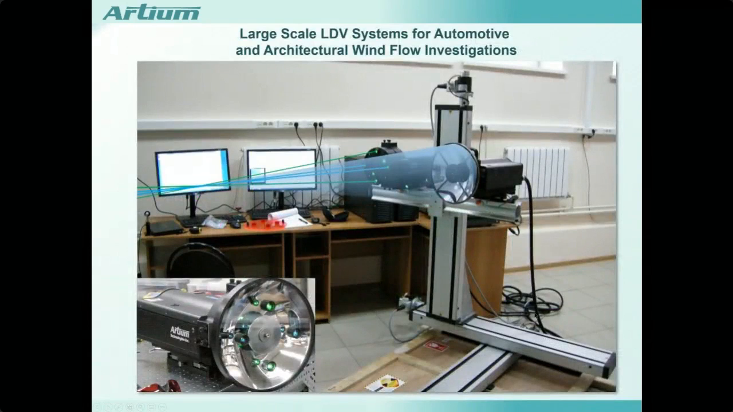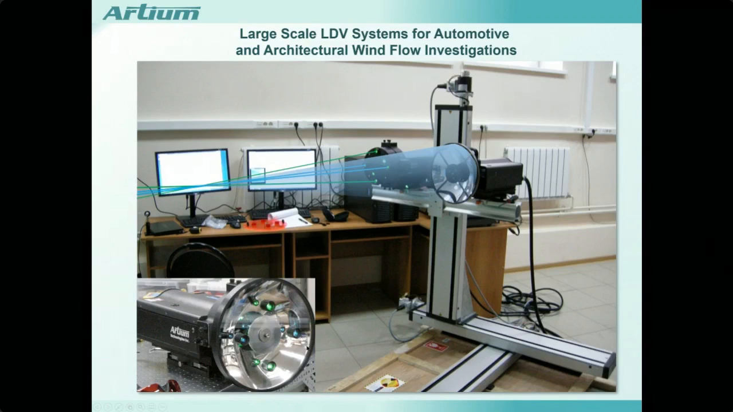We provided an off-axis backscatter system to Moscow University. In that case, they were looking at automotive and architectural wind flow studies. They had a model of tall buildings, and they were concerned about wind flows and vortex shedding causing motion of the buildings. And so they have a very large-scale wind tunnel that they needed to penetrate from one side. There was a wall on the other side, so they were really forced into using this backscatter approach.